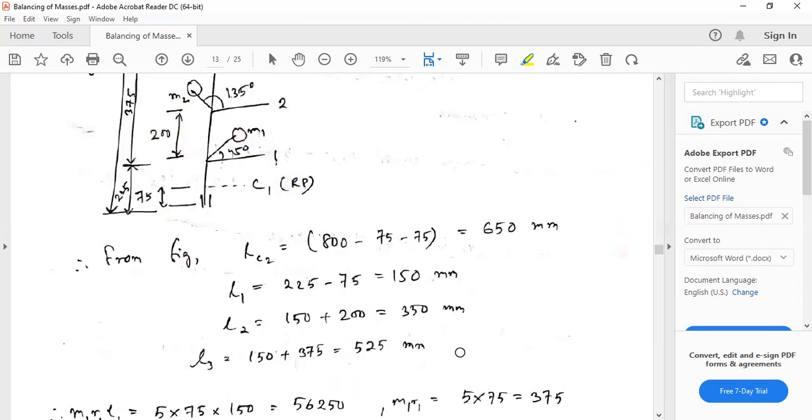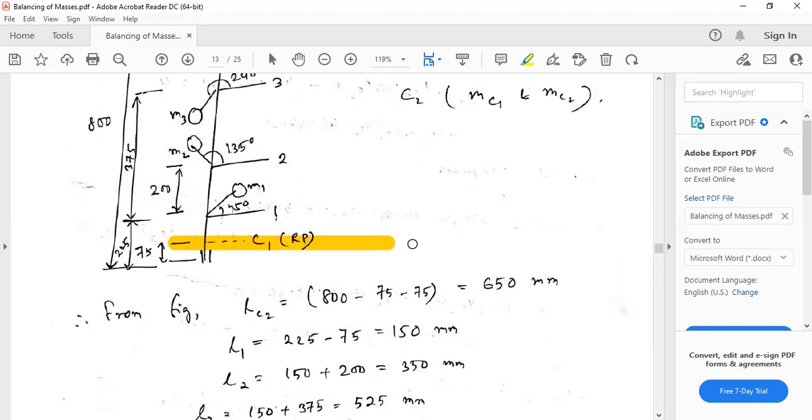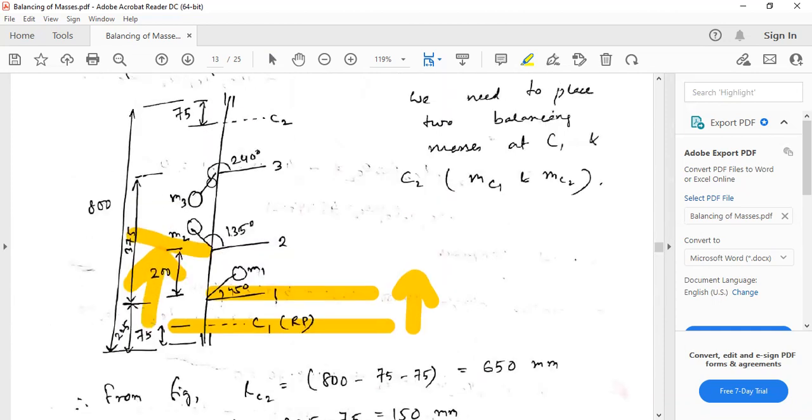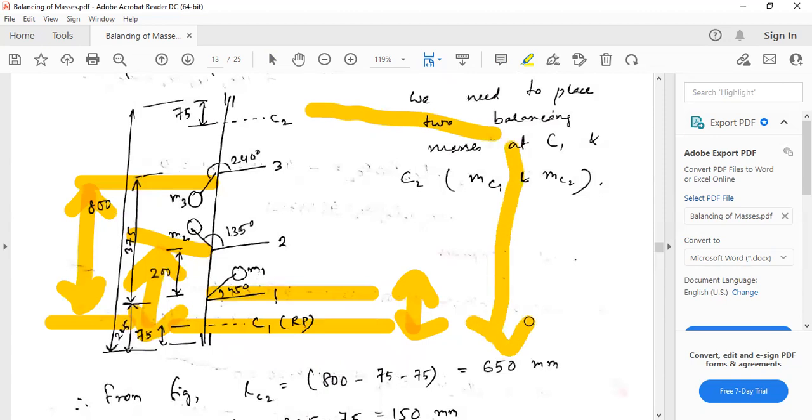Now let's find out how to start the problem. You have to always take a reference plane, as you remember, and find the distances from the reference plane to each mass. This is the distance for the first mass. From here to the second mass, what is the distance? You find that out. From here to the third mass, what is the distance? These distances you must calculate. And the fourth mass, that is the balanced mass, from here to here also. Why do we need the distances? So that we can multiply them.